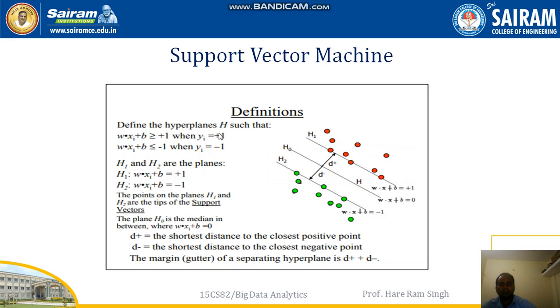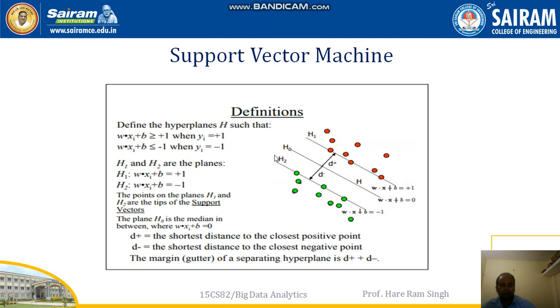Now see that we define the hyperplanes H such that w·xi + b is greater than or equal to 1 where yi is +1, and w·xi + b is less than or equal to -1 when yi equals -1. So here H1 and H2, two planes, are defined. H1 is defined as w·xi + b = +1, which is the equation of the plane towards the circle, and H2 defines w·xi + b = -1, which is towards the green data set.